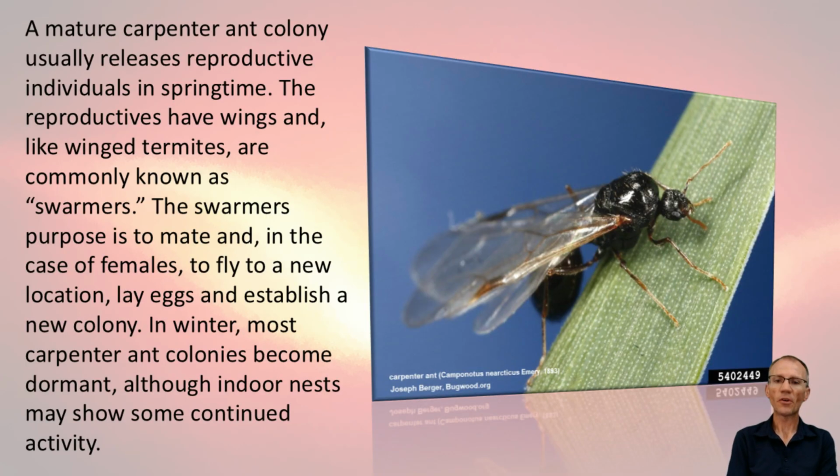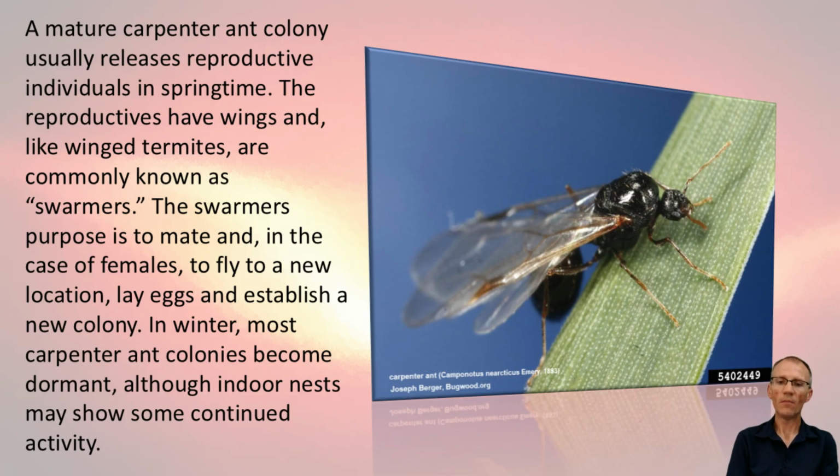A mature carpenter ant colony usually releases reproductive individuals in springtime. The reproductives have wings and, like winged termites, are commonly known as swarmers. The swarmer's purpose is to mate and, in the case of females, to fly out to a new location, lay eggs, and establish a new colony.